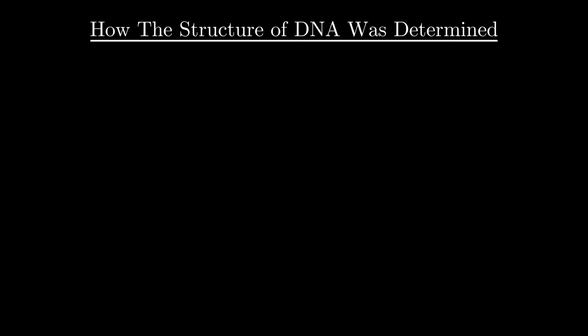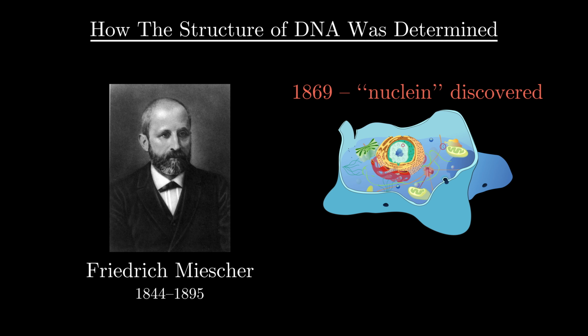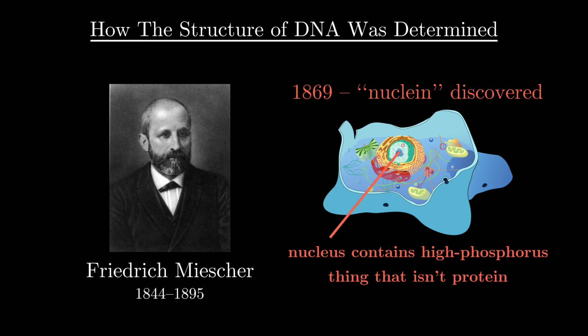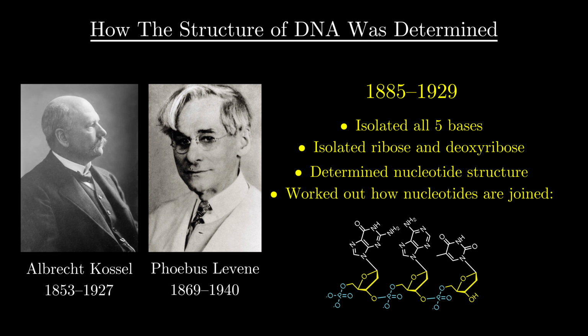As with a lot of things in science, it took a long time to figure out the structure of DNA. DNA was actually discovered in 1869 by Friedrich Miescher in the nuclei of white blood cells, but he called it nuclein, and he didn't know the chemical structure, just that it had a lot of phosphorus in it, and it wasn't protein. Following that period, up until about 1929, Albrecht Kossel and Phoebus Levene were able to isolate all the components of ribonucleotides and deoxyribonucleotides and determine how they fitted together to make nucleic acids. Levene also proposed that DNA was a polymer of nucleotides and that they were connected through phosphate groups.